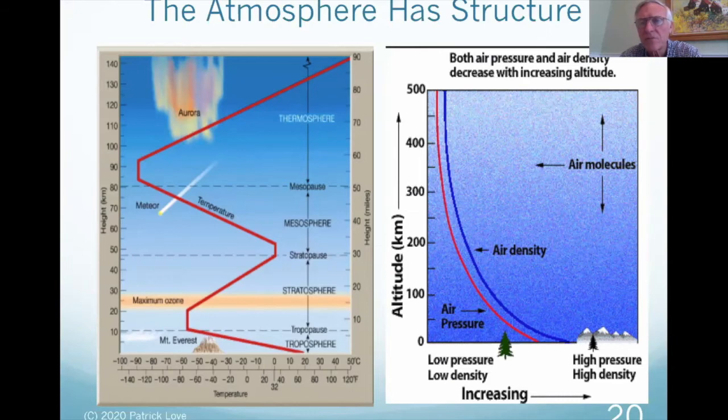The graph to the right shows that the air pressure and density are going down exponentially. This is a logarithmic scale along the bottom axis. So the air density and the air pressure drop off very quickly as you go up. Now, the height of the troposphere varies from the equator to the poles due to thermal expansion. So at the equator, the troposphere is larger than it is at the poles.